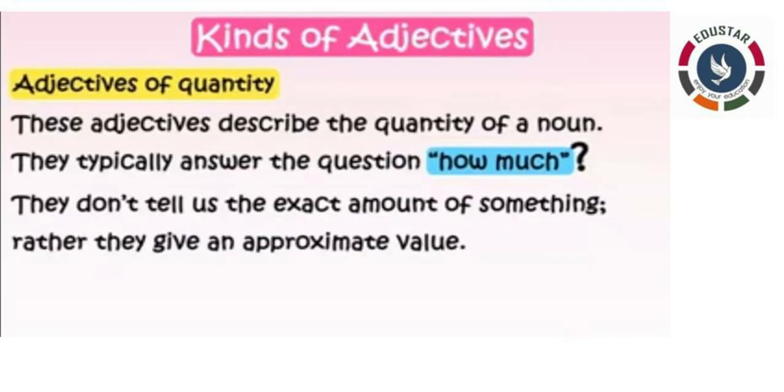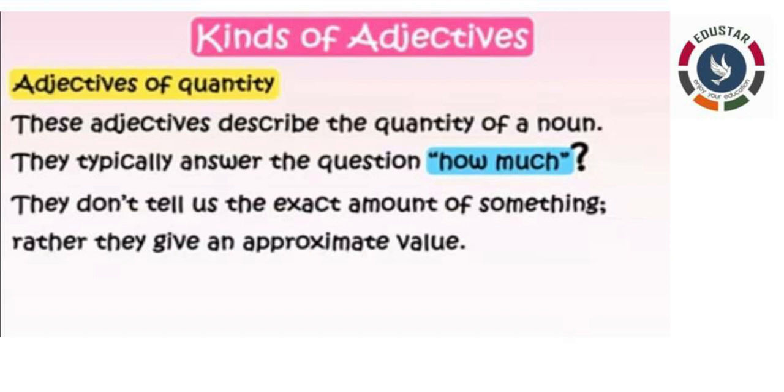The next kind of adjective is adjectives of quantity. These adjectives describe the quantity of the noun. They tell us about the quantity of something, and they answer the question, how much? Adjectives of quantity don't tell us the exact amount of something, but rather give an approximate value. Okay, can you understand what adjectives of quantity are?